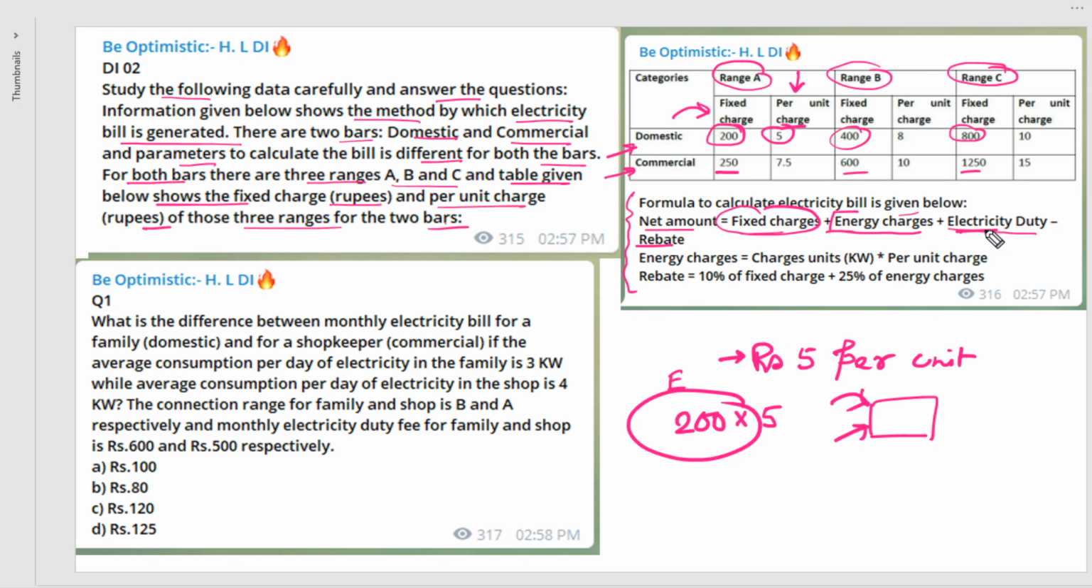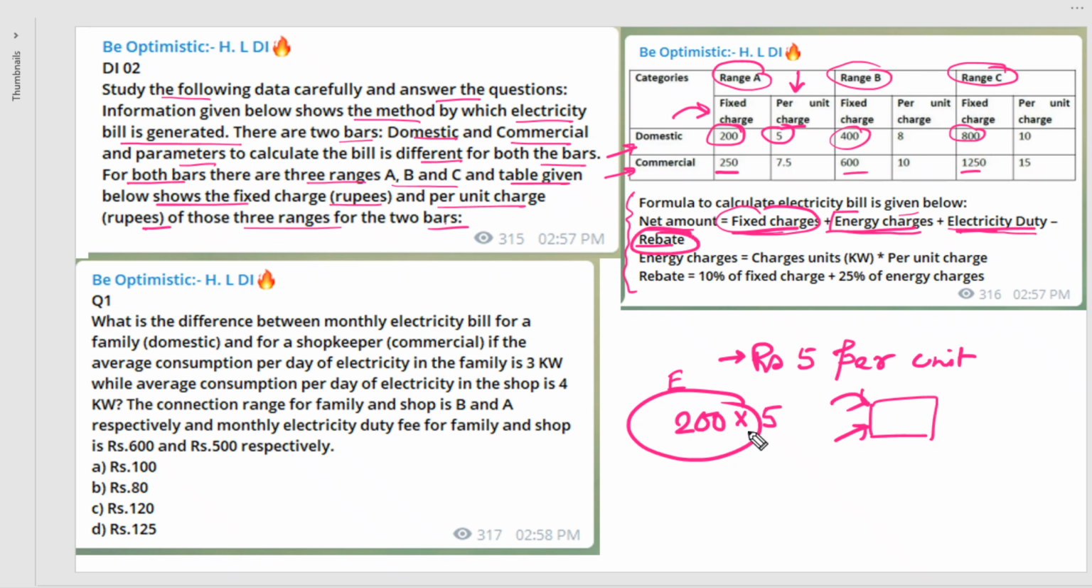Next is called electricity duty. Electricity duty is the same kind of fixed charge, right? You can see that in different questions electricity duty may be different. It varies from city to city. Electricity duty is like a fixed charge, and there will be some fixed charge you have to pay whenever you pay your bill, right? So this is all about the fixed charge, energy charges, and electricity duty.